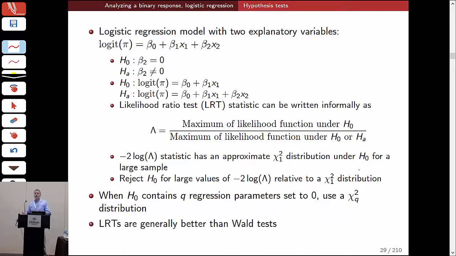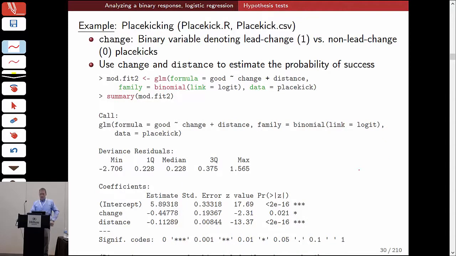Now, another way that you could do this test is using Wald tests. Likelihood ratio tests are better, so that's why I am using that here. What I mean is that the test statistic is better approximated by the chi-square distribution for smaller sample sizes than a Wald statistic, if you're familiar with a Wald statistic. Okay, so let's go back to the place-kicking data set and see how we can do this in R.